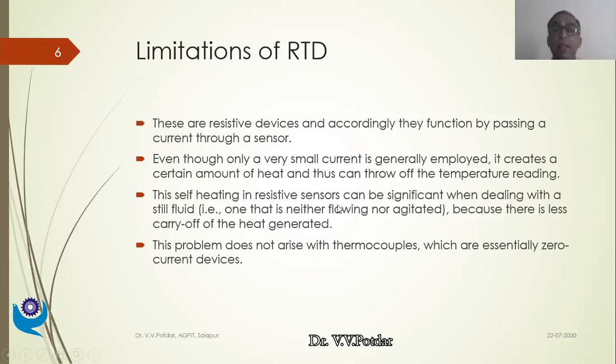This self-heating in resistive sensors can be significant when dealing with a still fluid, one that is neither flowing nor agitated, because there is less carry-off of the heat generated. So if we are measuring stagnant fluid temperatures, this localized heating will be more pronounced. This problem does not arise with thermocouples, which are essentially zero current devices. So in such situations, thermocouples prove to be more beneficial as far as localized heating is concerned.